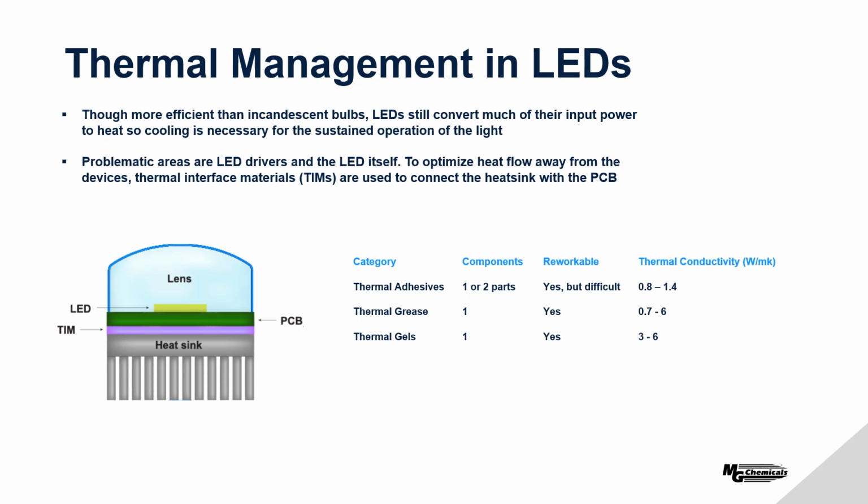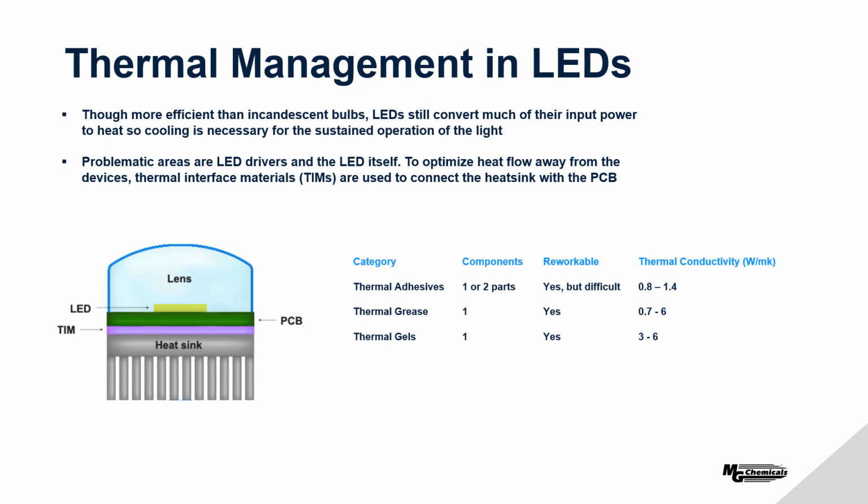To start, we have thermal adhesives, which are one or two part epoxy systems, and these offer a permanent solution. So it's a permanent fixture that you get when you use a thermal adhesive. Thermal conductivity values are pretty good at 0.8 to 1.4 watts per meter Kelvin. However, if you want something that you could go back to and rework in the future, you might want to consider options like either a thermal grease or a thermal gel. Our thermal greases are one-part components, and as I said, they are easily reworkable. So if you need to change anything out in the future, you can do so quite easily.